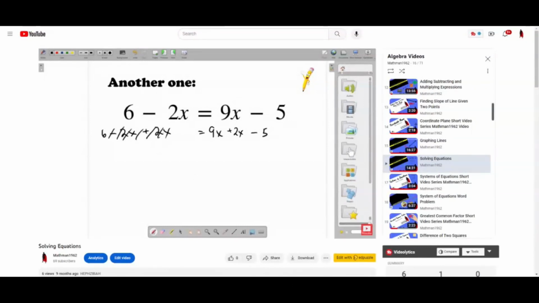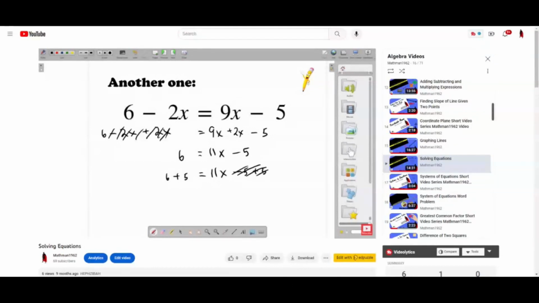These add up to 0, which leaves me with 6 equals 9x plus 2x is 11x minus 5. Now I'm going to start isolating the x variable, so I'm going to get rid of what's being added or subtracted. So in order to get rid of this negative 5, I need to add 5 so that those will add up to 0. If I do that on the right, I must do that on the left.